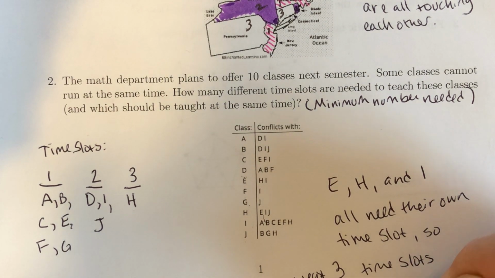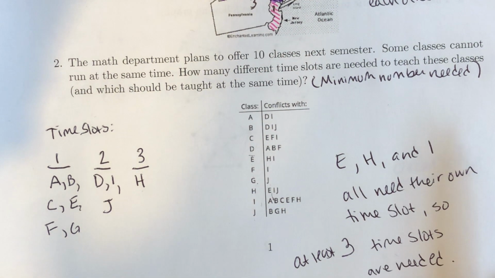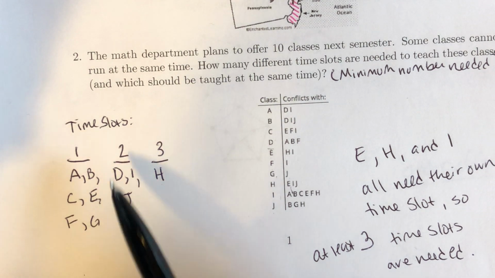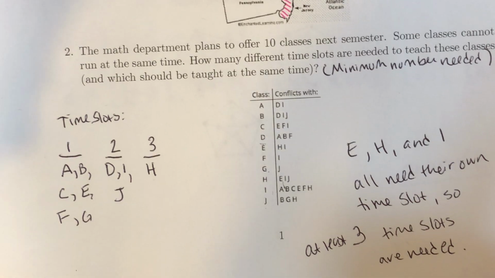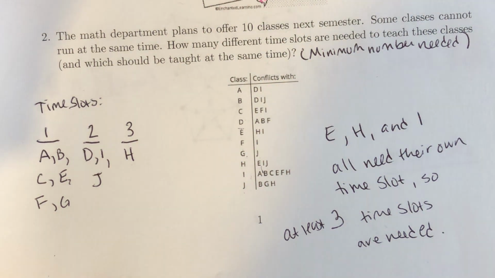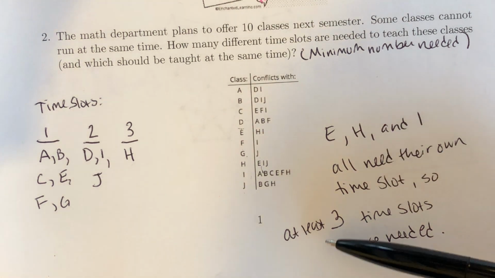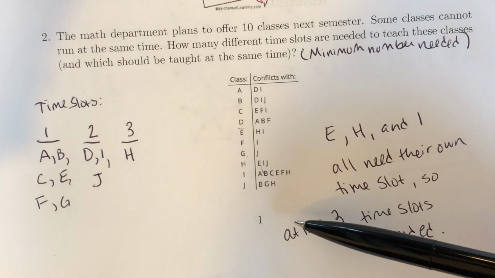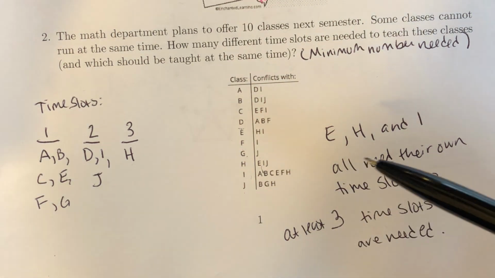This is giving us sort of a lower bound here. It's saying we need at least 3 time slots, but we also have kind of an upper bound because we've shown that it's possible to do it in exactly 3. So 3 is sort of our magic number here as well. Now, just like before, you can imagine that this would get a lot more complicated and a lot more difficult to do using guess and check if we had, say, 100 classes. The math department offers over 100 classes. So this would be a much harder problem to do by guess and check.